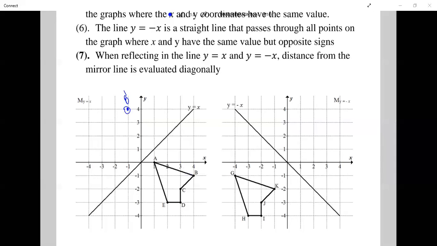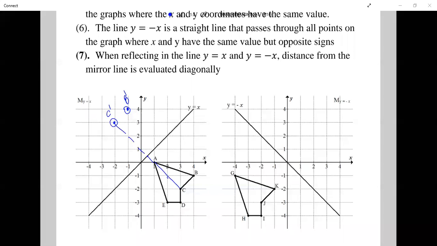Let's do C. C is what? 1 diagonal, 2 diagonal, and a half from the mirror line. The image is the same distance on the other side. Half, 1, 2 diagonal. This would be the new position of C. That would be C prime.